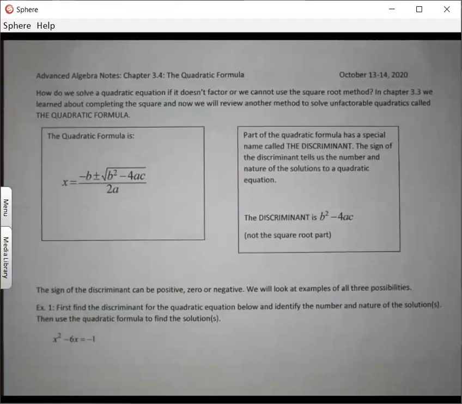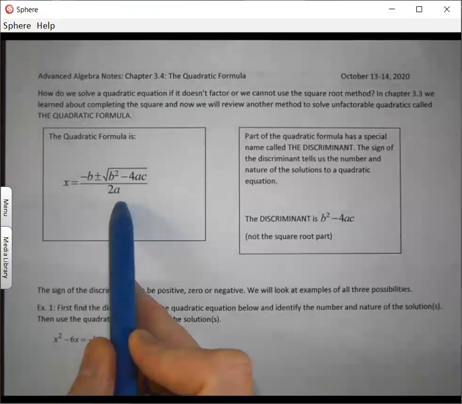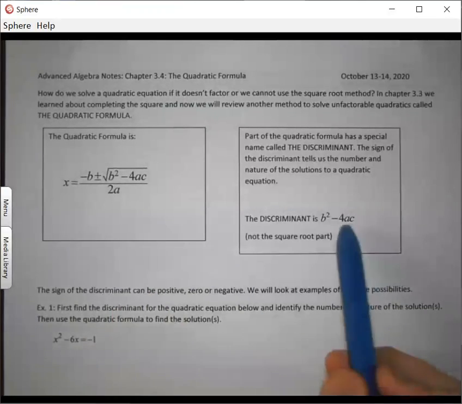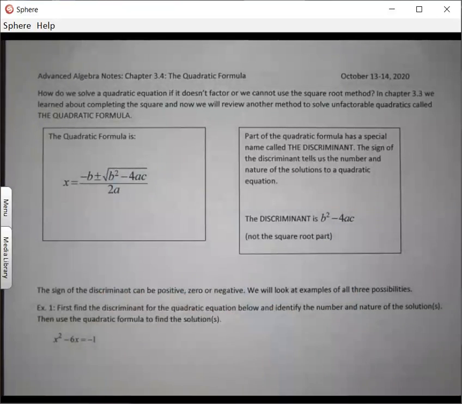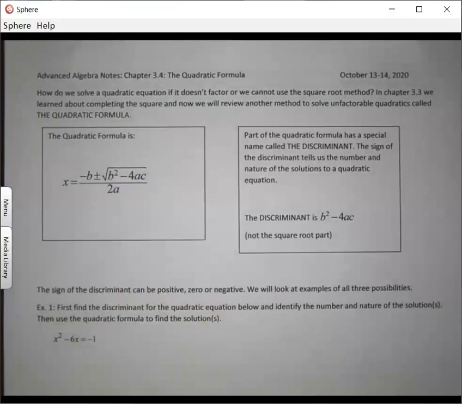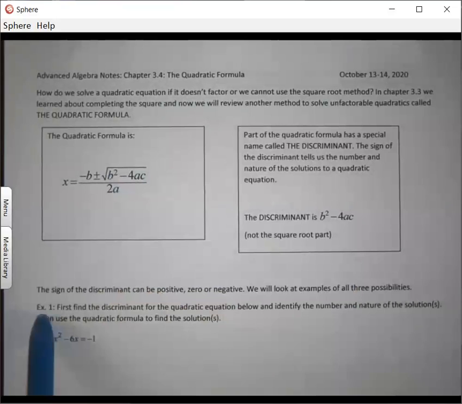In this video, we're going to use the quadratic formula to solve quadratic equations. We'll also talk about how the discriminant, the piece under the square root, can be used to tell us the number and type of solution. So example 1: first find the discriminant for the quadratic equation below and identify the number and nature of the solutions. Then use the quadratic formula to find the solution.